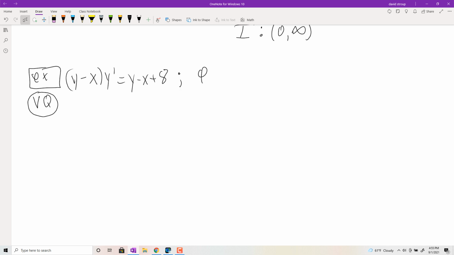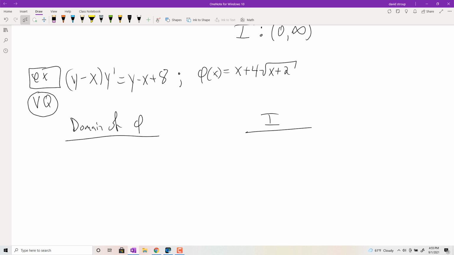And then our solution is given as phi of x equals x plus 4 square root of x plus 2. And so I need a domain of phi, and then the interval of definition, just put I. Okay, so for the domain, looking at this function, the domain will be an issue whenever you have division or a square root or a logarithm. That stuff will affect the domain.